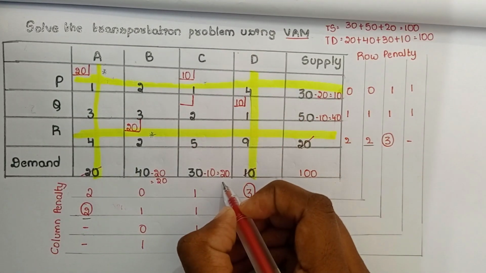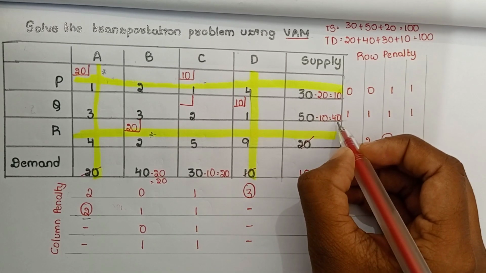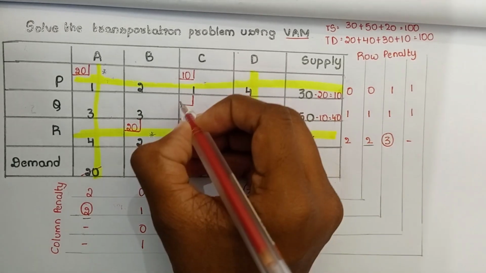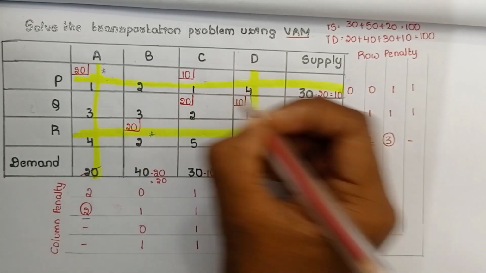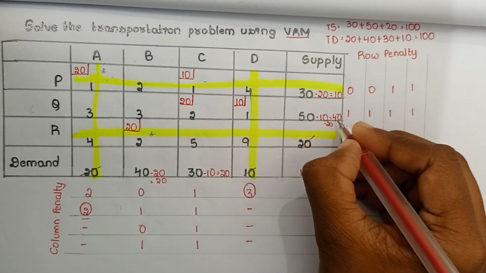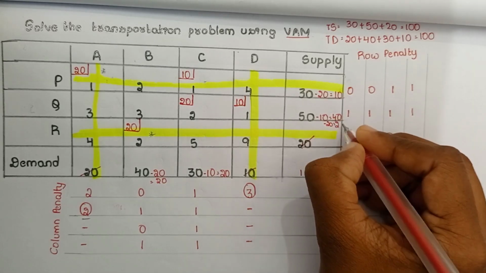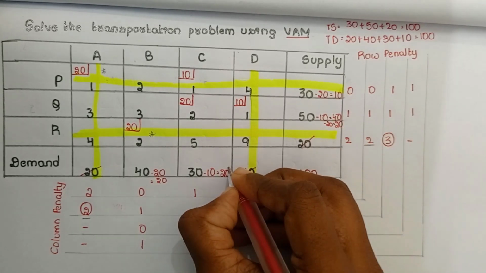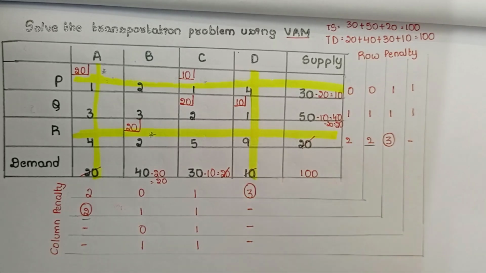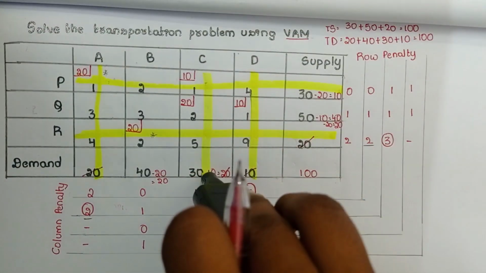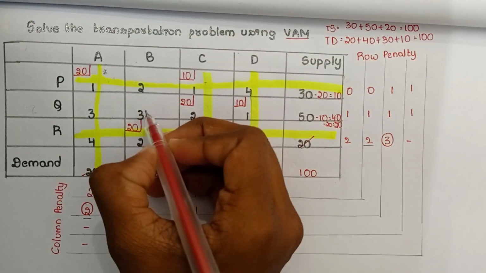So the demand is 20 and the supply is 40. So the least value is 20. So I will allocate that 20 and deduct that 20 from 40. So 40 minus 20 is 20. As I have given everything here, I will just strike off that column. So the remaining cell is 30.